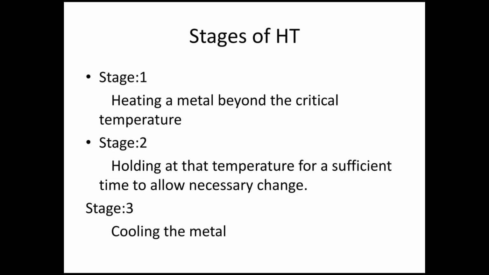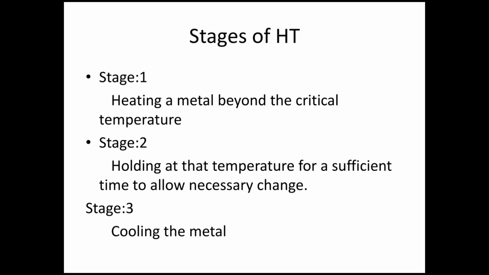Critical temperature means the temperature at which the metal changes its transformation. At this temperature, phase transformation of the material occurs, and its crystal structure changes from one form to another. If we take steel, around 723 degrees Celsius this critical temperature starts. We can say it is the lower critical temperature. At this temperature, the structure of the material changes from pearlite to austenite.